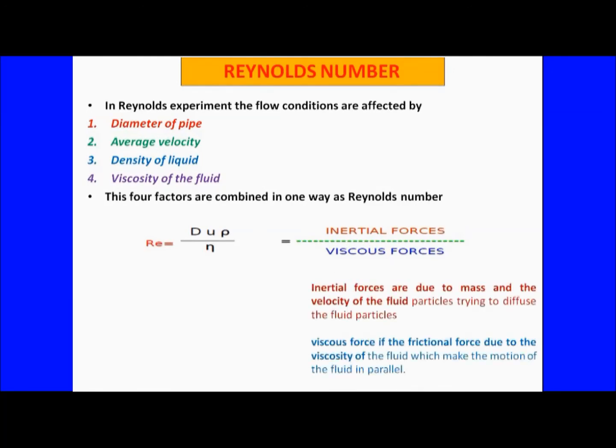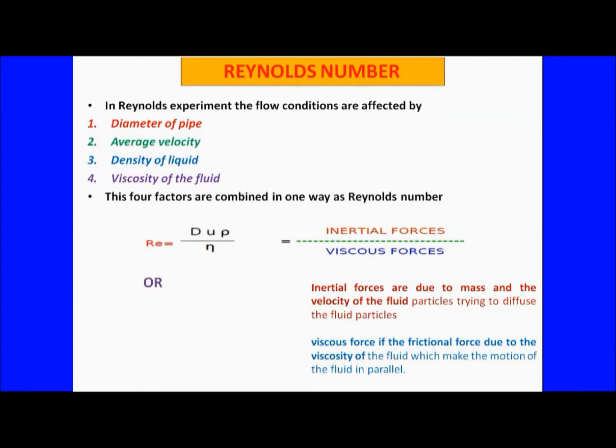So what is the inertial force? Simply, inertial forces are due to the mass and the velocity of the fluid particles trying to diffuse the fluid particle. This is the inertial force. Inertial forces are acting in the middle layer, whereas the viscous forces are acting in the outer layer adjacent to the wall of the pipe. The viscous force is the frictional force due to the viscosity of the fluid, which makes the motion of the fluid parallel.